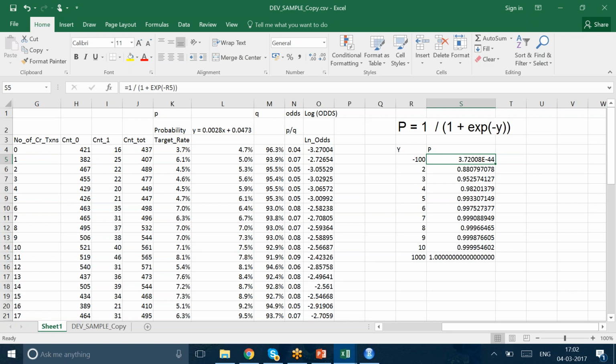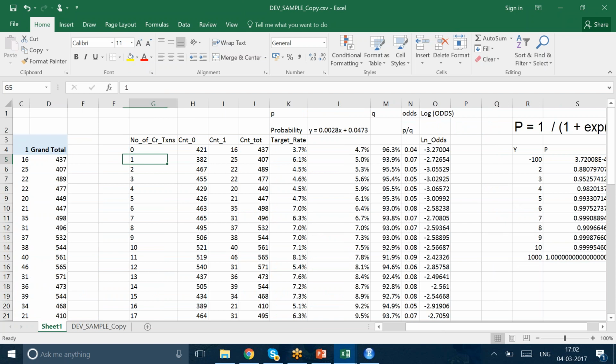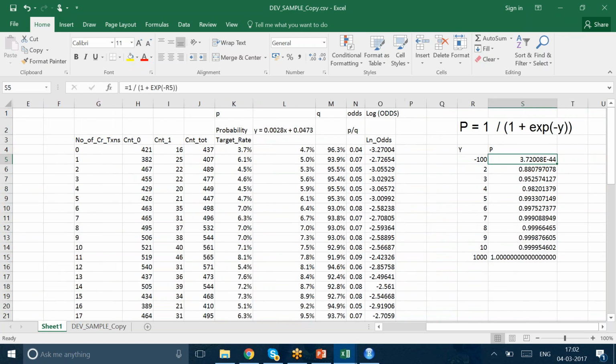What it is showing you is by doing all these transformations, instead of modeling directly for probability, we are modeling for log of odds, then building a linear equation, solving that linear equation, and then reconverting log of odds is equal to y and saying p is equal to 1 upon 1 plus exponential minus y. For any given value of y now evaluated, p will be between 0 and 1 only.